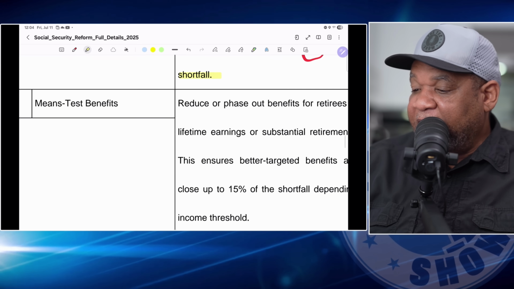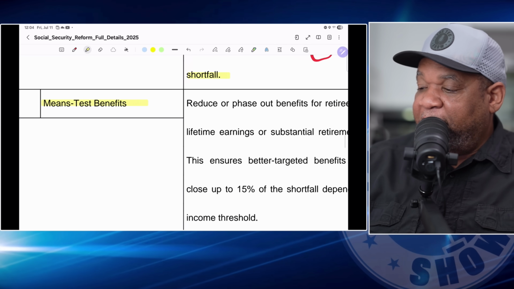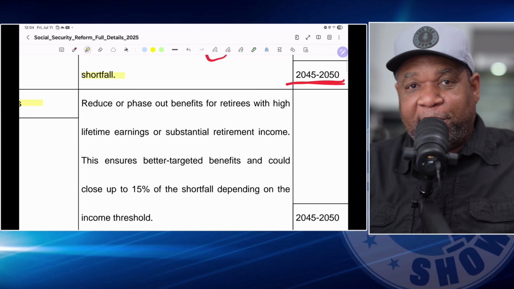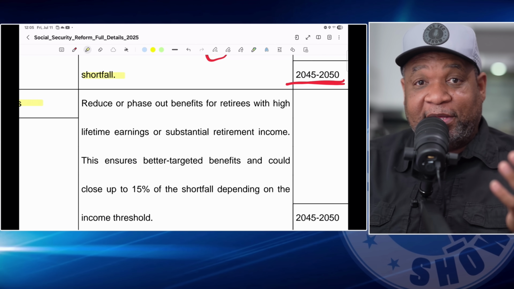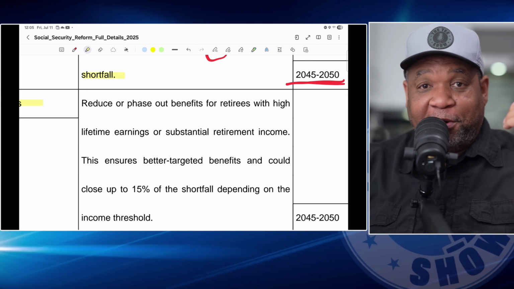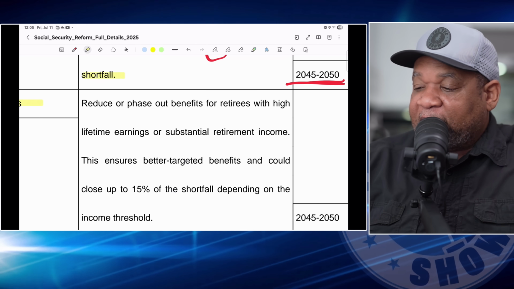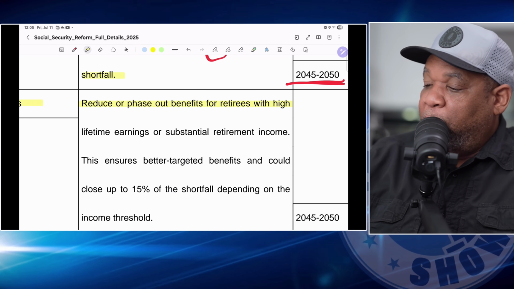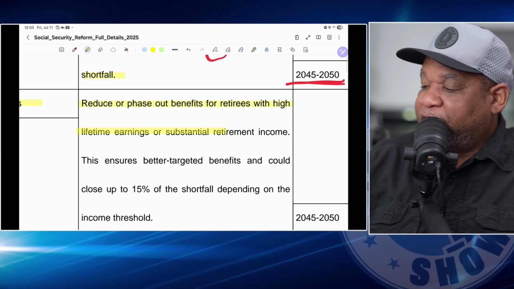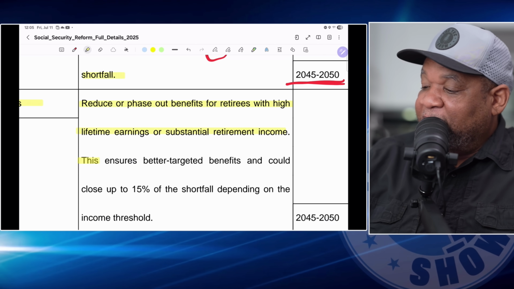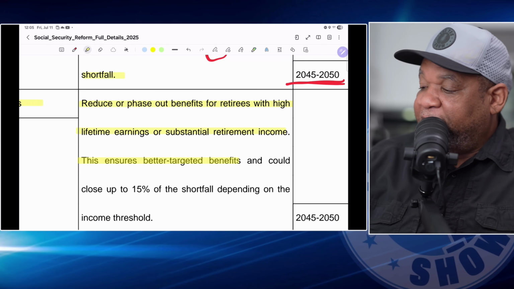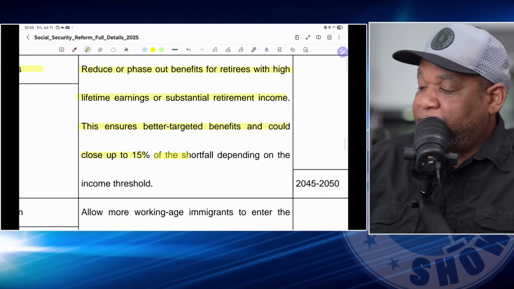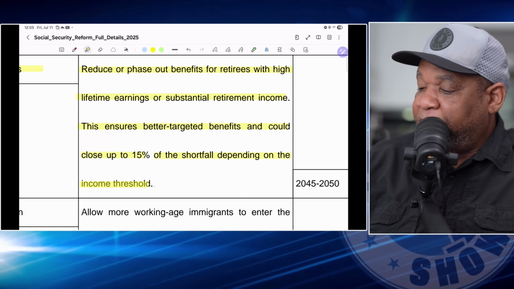Okay, let's look at the next adjustment. So means test benefits. This is something that we also heard a lot about. I remember Chris Christie, when he was running for president, he talked a lot about this. We need to means test Social Security. And so what exactly does that mean? So it says reduce or phase out benefits for retirees with high lifetime earnings and substantial retirement income. This ensures better targeted benefits and could close up to 15% of the shortfall depending on the income threshold.